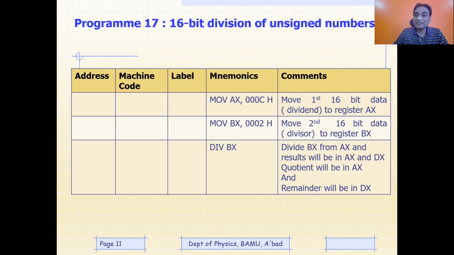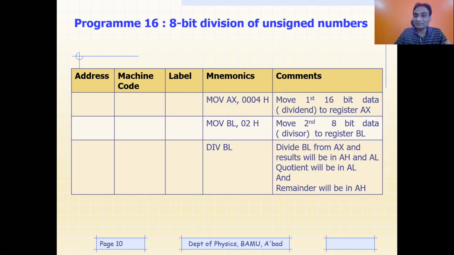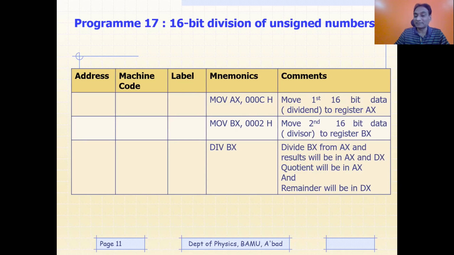Then 16-bit division of unsigned numbers. So this was 8-bit division, and this is going to be a 16-bit division. Now 16-bit division means your divisor is going to be 16-bit, and the dividend is going to be 16-bit. The divisor is also going to be 16-bit.